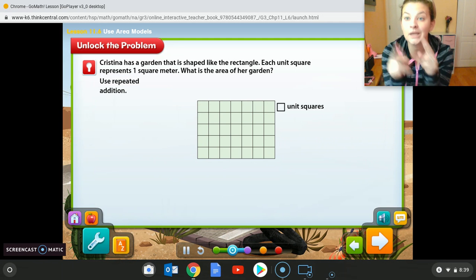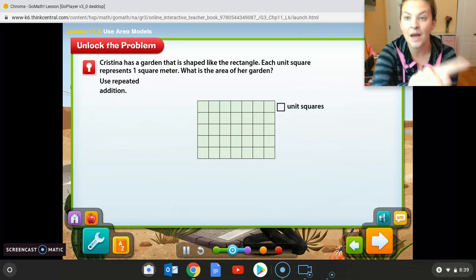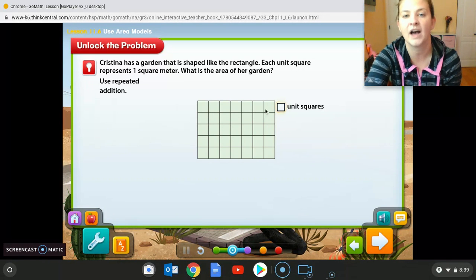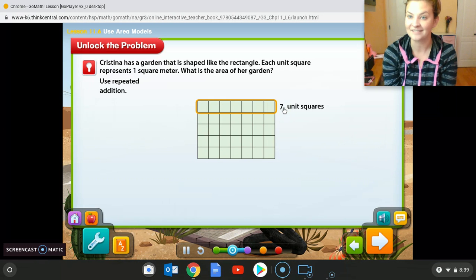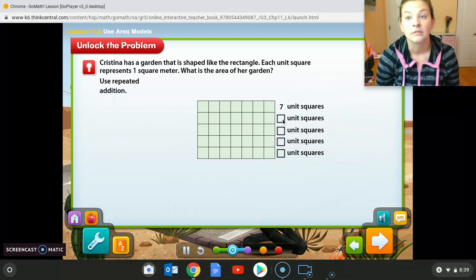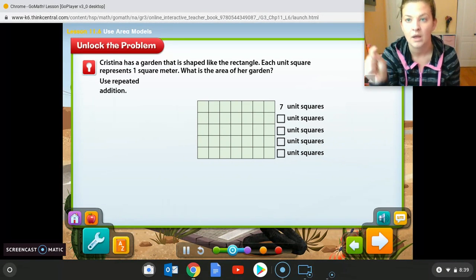Yes, columns. So if we remember what we learned about multiplication, guess what? We can use repeated addition because that's how you multiply. So let's count our rows. How many are in this top row right here? 1, 2, 3, 4, 5, 6, 7. There's 7 unit squares. So if there's 7 in that row, how many are in the next row? 7, because it's a rectangle.